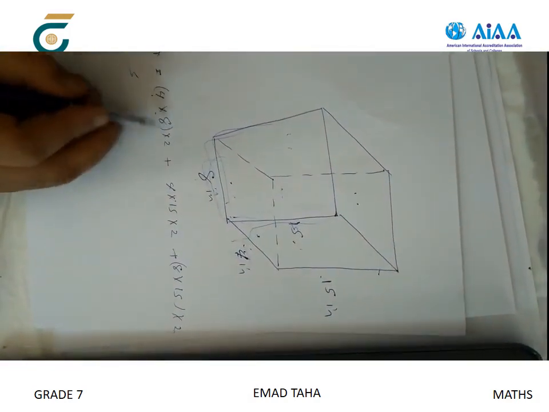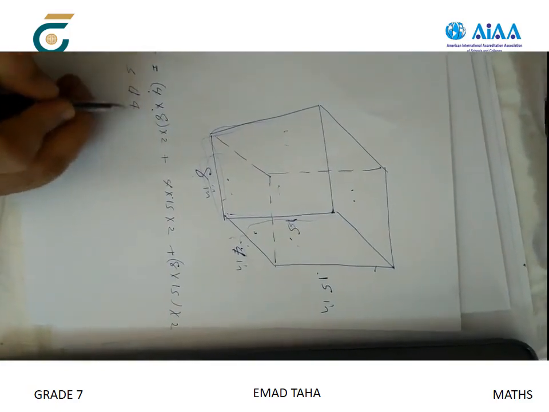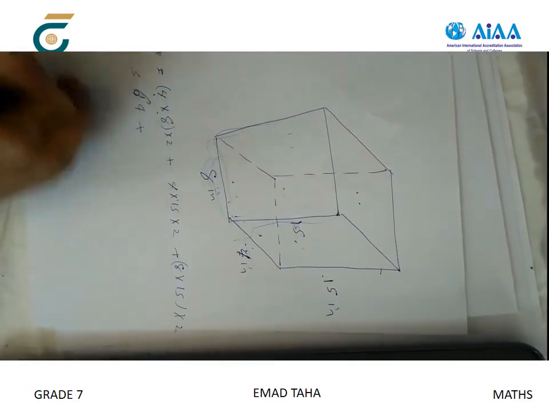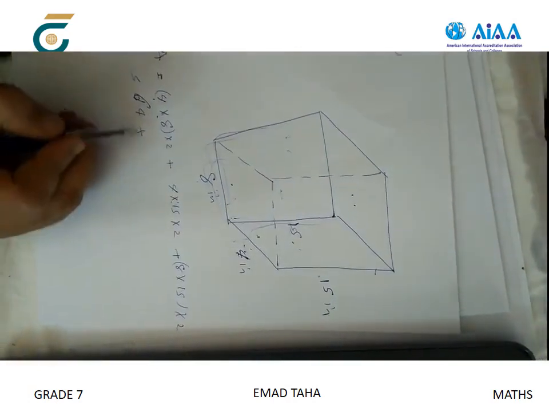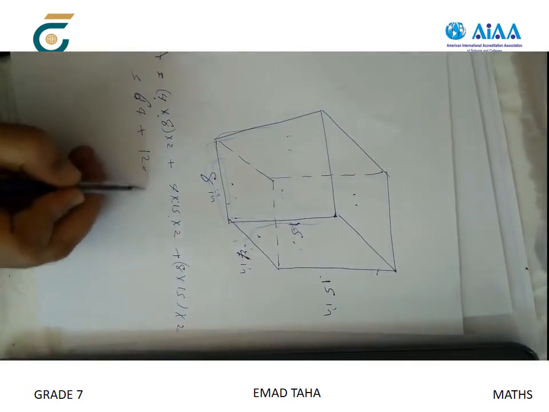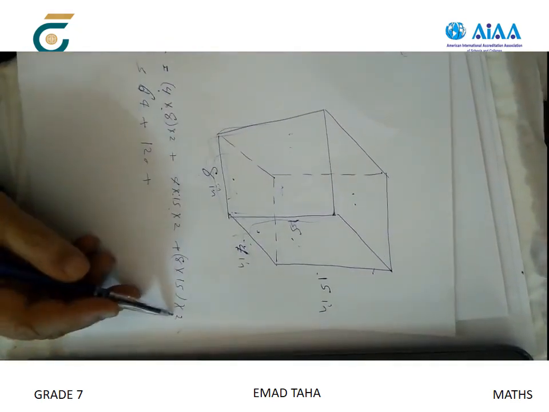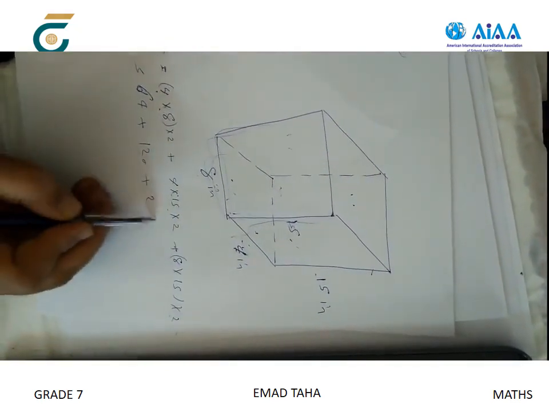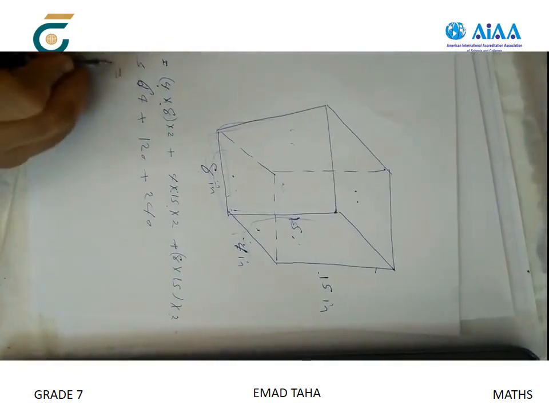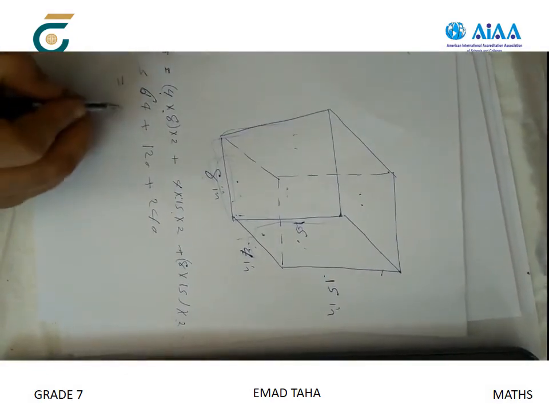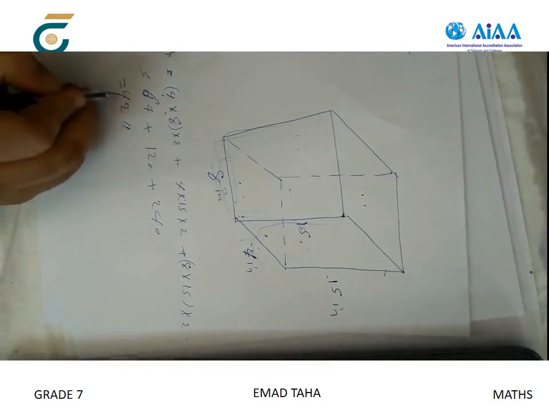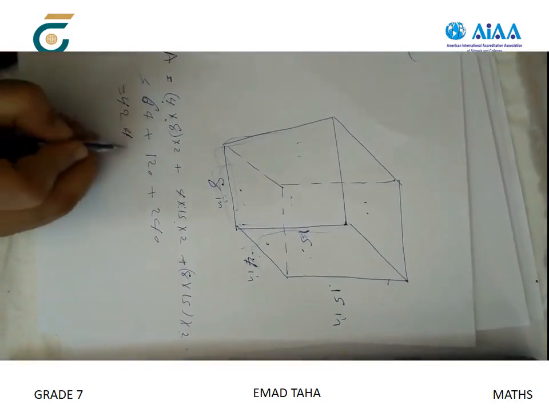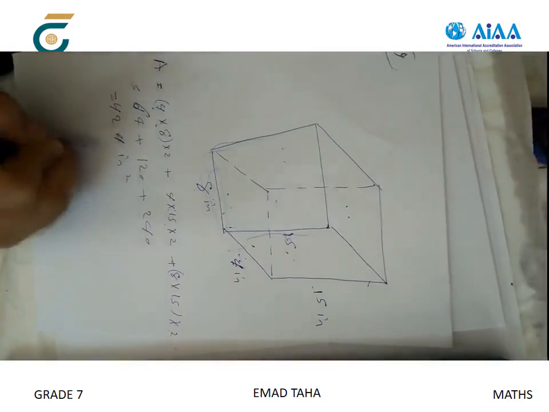So we multiply 4 times 8, 32, by 2, 64, plus 4 times 15 equals 60 times 2 equals 120, plus 8 times 15 equals 120 times 2, 240. Then we add the three dimensions, it will be 424 square inches. Thank you.